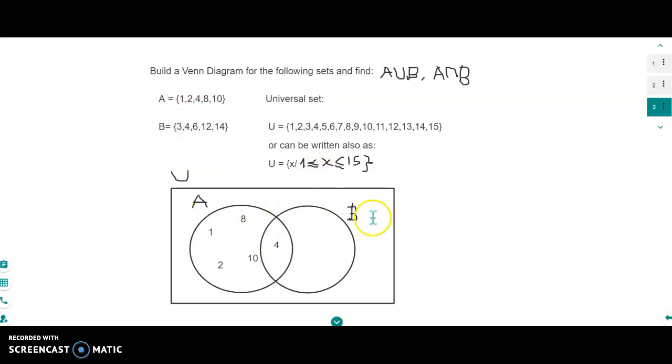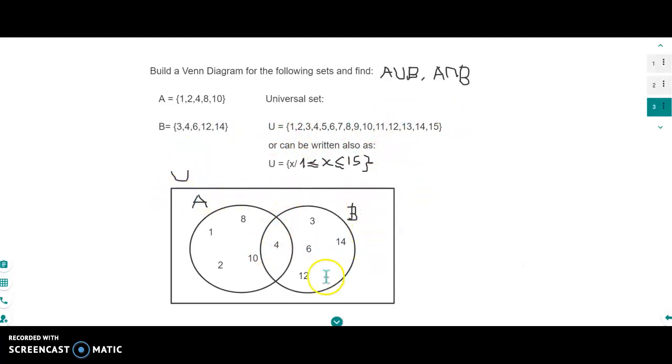Now, let's continue with the set B. The set B, we have to include the other elements. So we have 3, 4 is already in the intersection zone. It belongs to both elements, to A and to B. We have 6. We have number 12. And we have 14. Okay? Okay, so we finish these elements and then continue with the universal set.